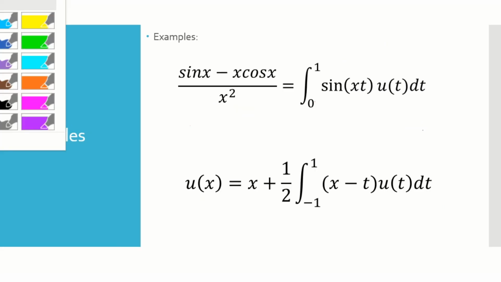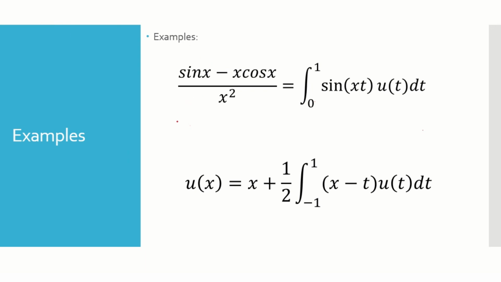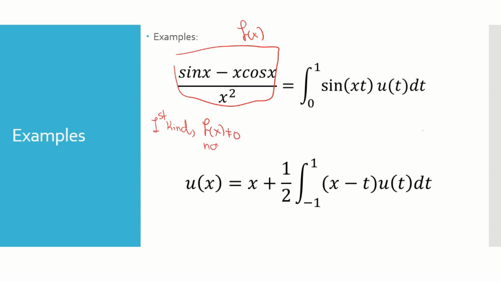Okay, let's see this one. First of all, u of x, which is outside the integral sign, we can't find it. Then it's a first kind integral equation. Then this is our f of x. As we can see here, it's written explicitly, and f of x is not equal to 0. Then it's a non-homogeneous integral equation. What about the limits of the integration? They are constant, as 0 and 1 are constants. Then it's a Fredholm integral equation.